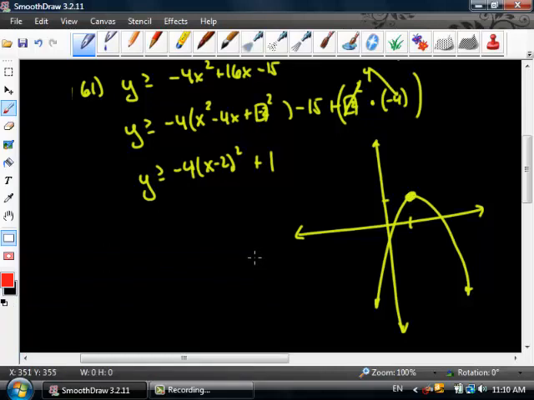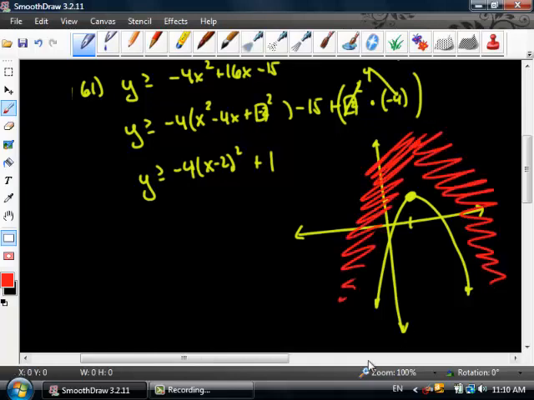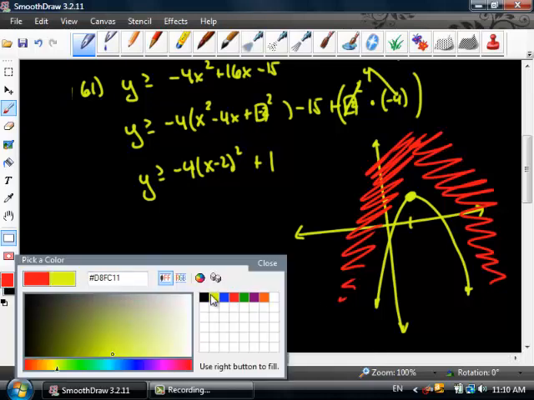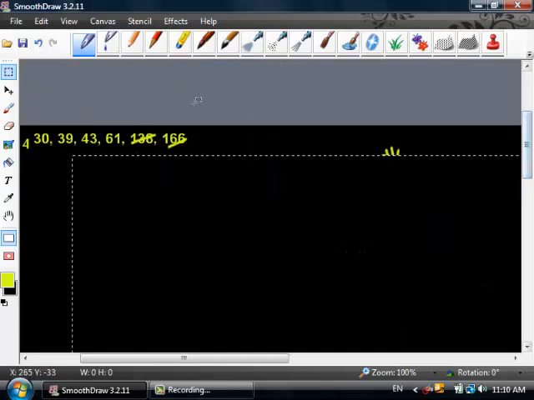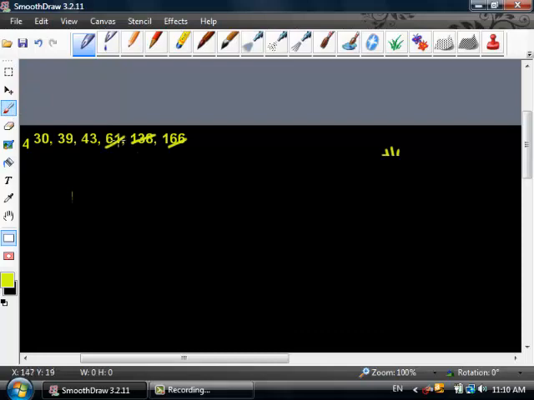Julia, what do you think? Are we shading above the vertex or below the vertex? Y is greater than. Above is correct. All right. Okay. That was 61. Let's knock out 43. 43 is the quadratic formula.